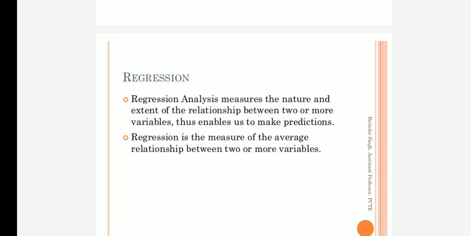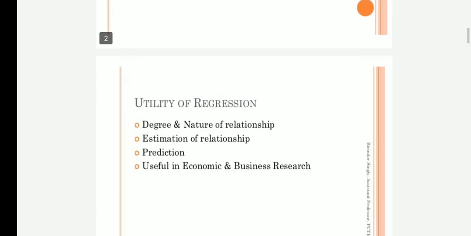Next, regression is a measure of the average relationship between two or more variables. So average means, in the regression equation y equals a plus bx, y is dependent on x, so x is the independent variable. In such a relation, y gives the average value. The relationship is in terms of the average value.